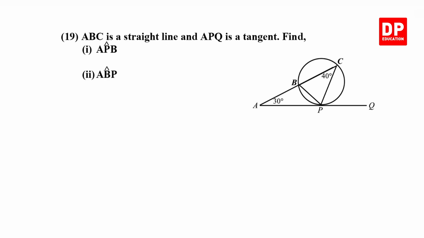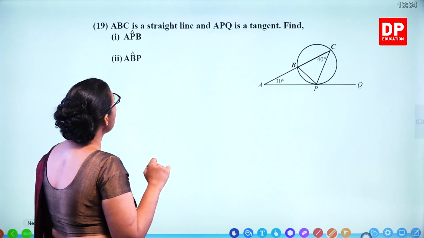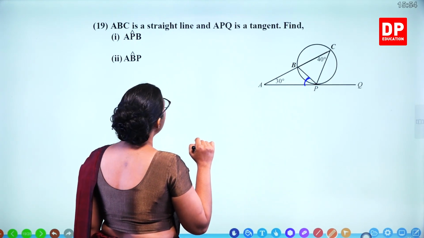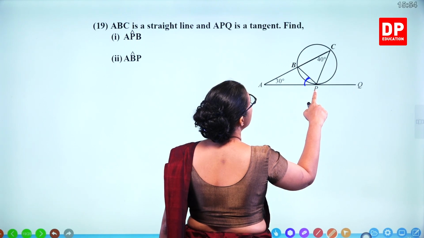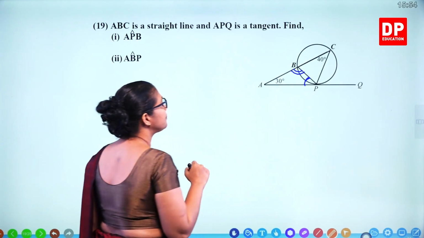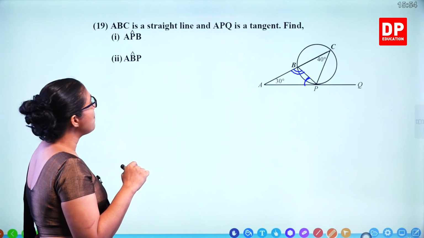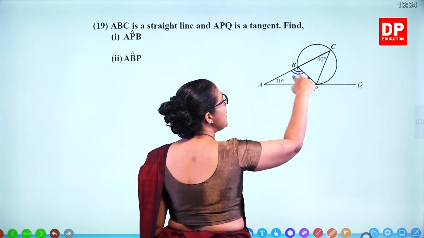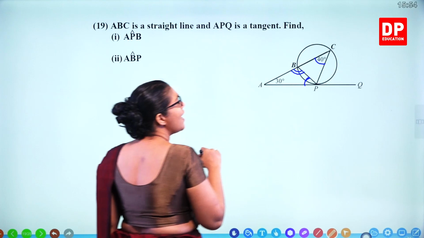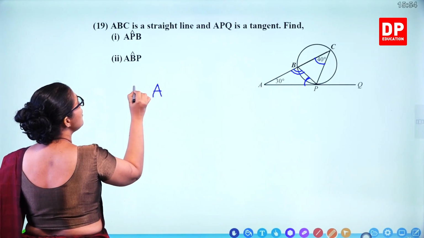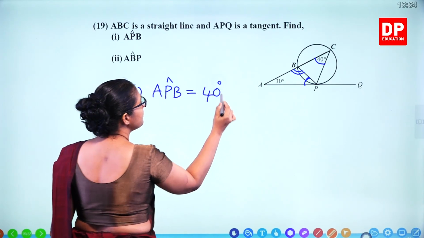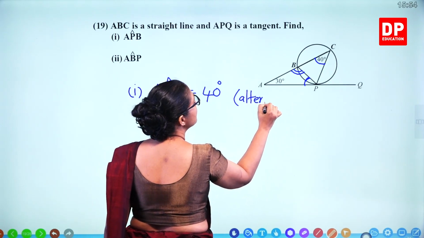ABC is a straight line and APQ is a tangent to the circle. Find APB and ABP. APB is this angle. We need this angle and this angle. First find APB. That's the angle in between the tangent and the chord BP. That's equal to the opposite angle. So that's 40. So straight away you get APB is equal to 40 degrees. Alternate segment theorem.